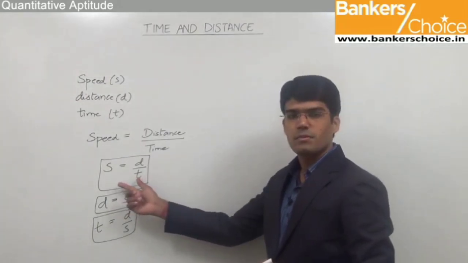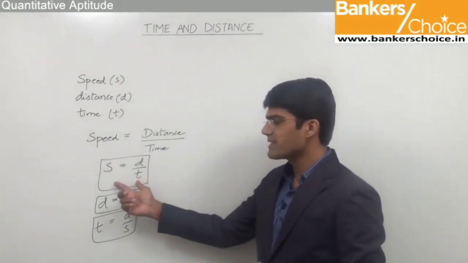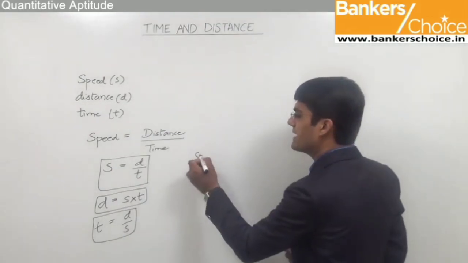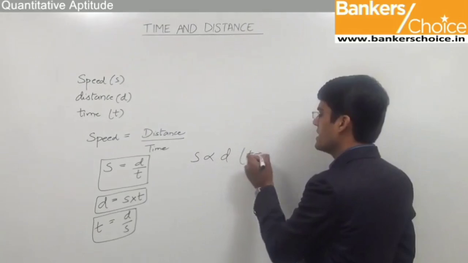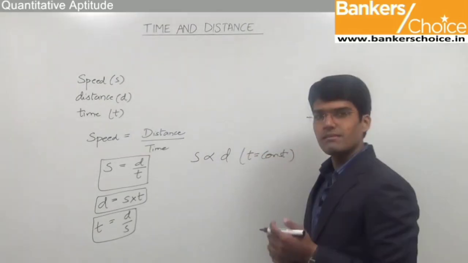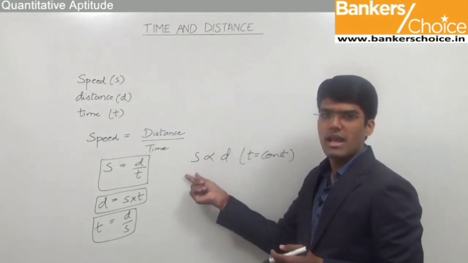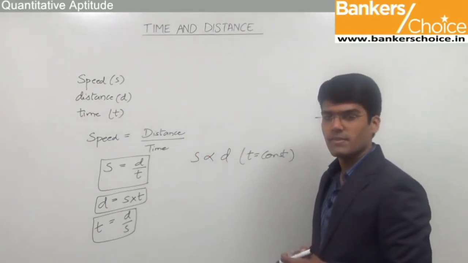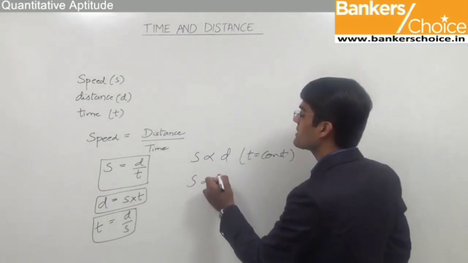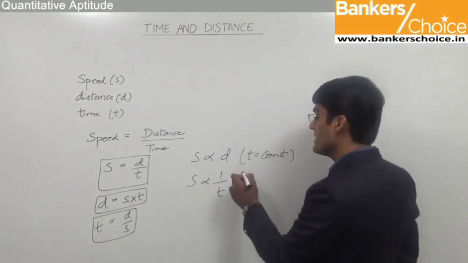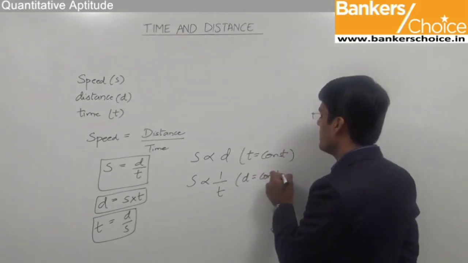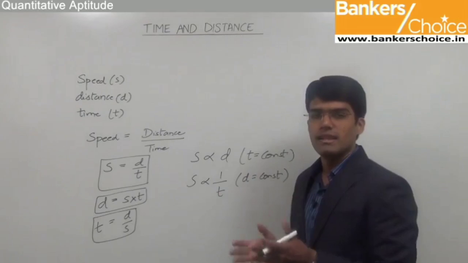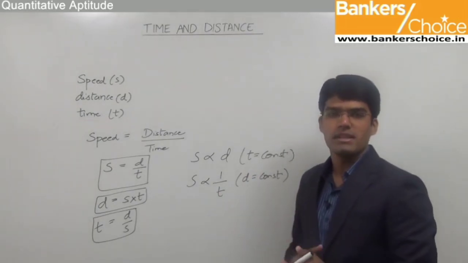From the basic equation of speed, distance and time, that is speed equals distance by time, the various points that we can make out are: when the time is constant, speed directly varies with the distance. That means to cover larger distances we should have higher speeds, and to cover smaller distances we should have smaller speeds when the time is constant. Similarly, speed is inversely proportional to time when the distance is constant. For example, to travel a given distance, speed inversely varies with the time. Higher the speed, lesser will be the time taken. Lesser the speed, higher will be the time taken.